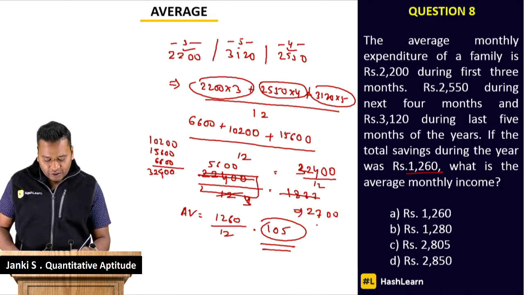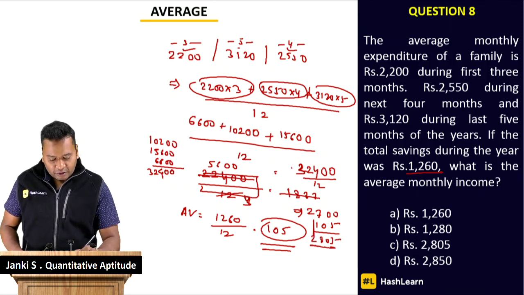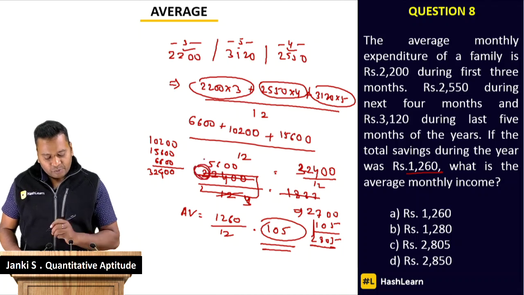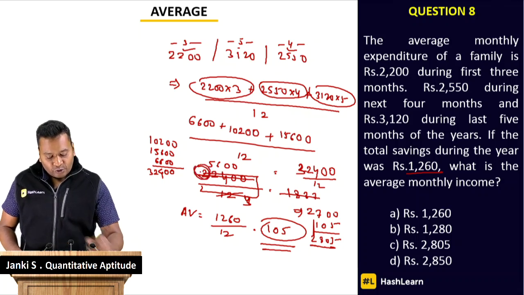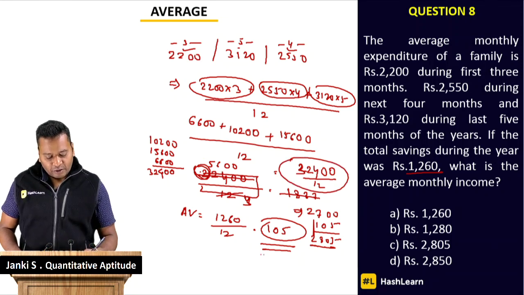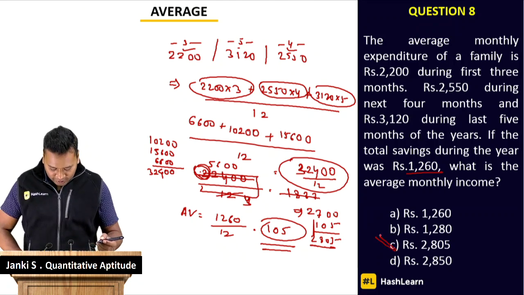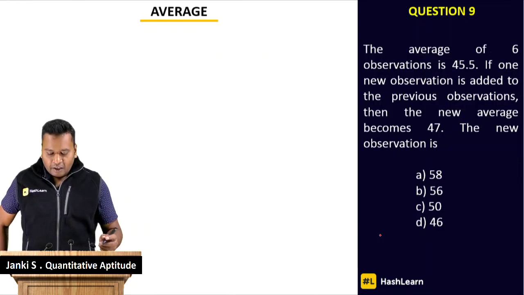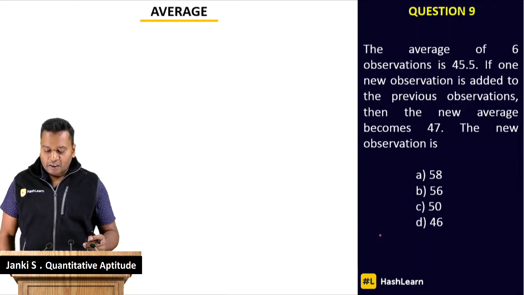So this is my overall expenditure here, and my saving is about 105. So now the value is about 2805. My fault. So sometimes a slight calculation mistake creates a confusion. So it was my fault. The value is supposed to be 32400 by 12. Right. So now my value is going to be 2805 will be the value possible here. Correct. Next one, question number 9.